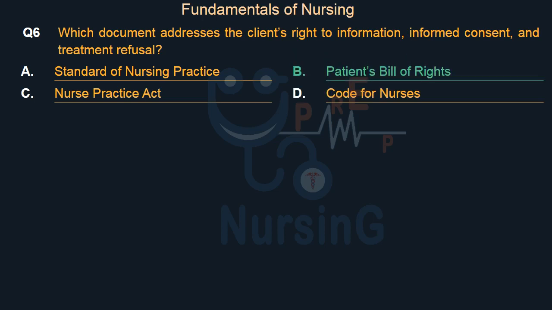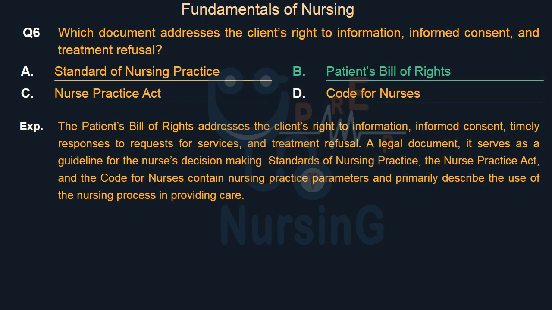Patient's Bill of Rights. The Patient's Bill of Rights addresses the client's right to information, informed consent, timely responses to requests for services, and treatment refusal. A legal document, it serves as a guideline for the nurse's decision-making. Standards of nursing practice, the Nurse Practice Act, and the Code for Nurses contain nursing practice parameters and primarily describe the use of the nursing process in providing care.